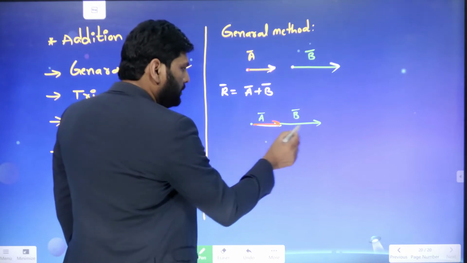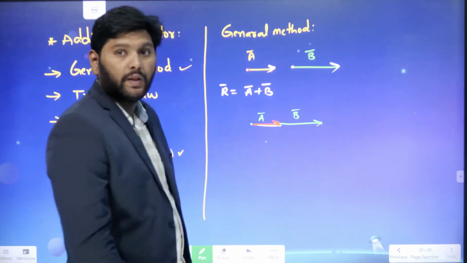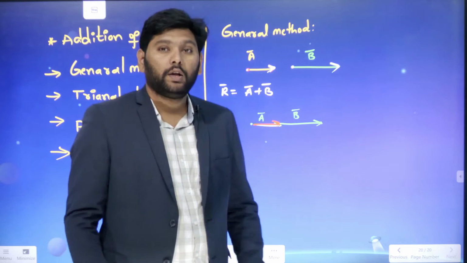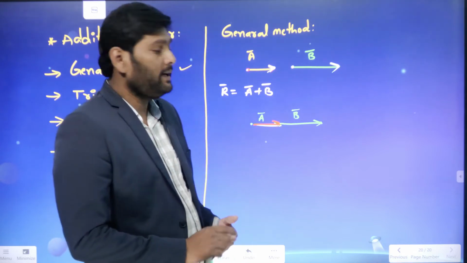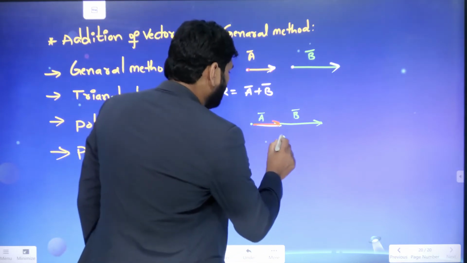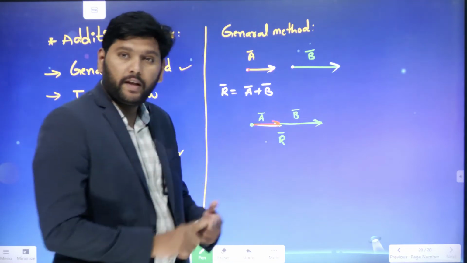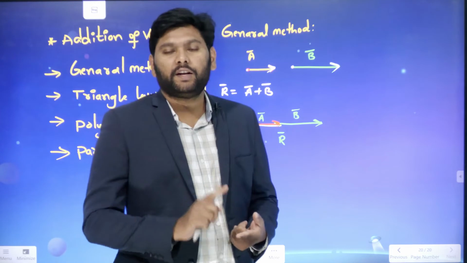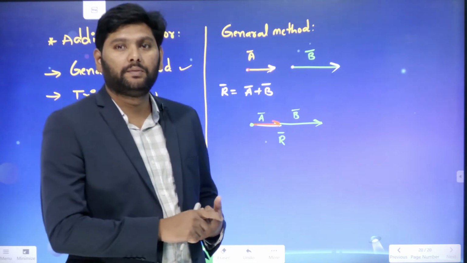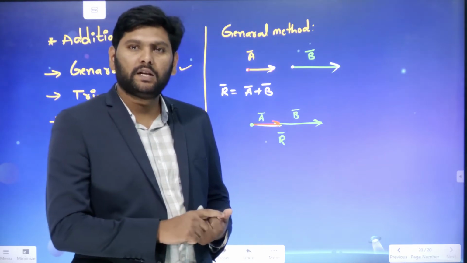Now from here to here, it will give the total vector, that is nothing but r bar. So r bar you can take from here to here. This is the way we will add the vectors. This is your general method. Understand? This is the general method.